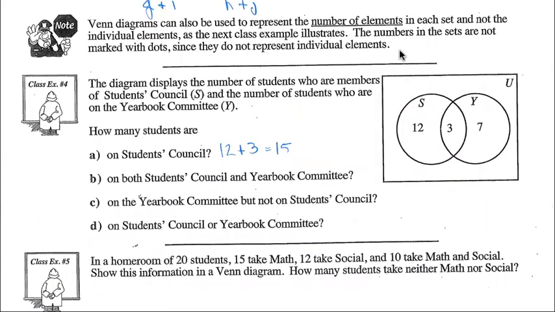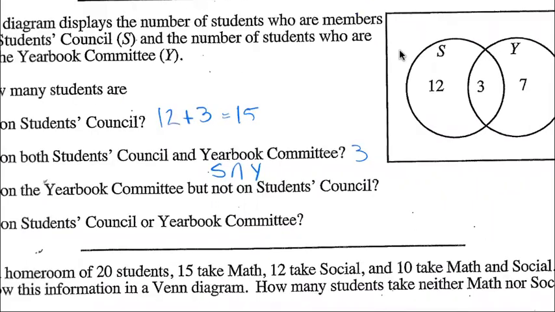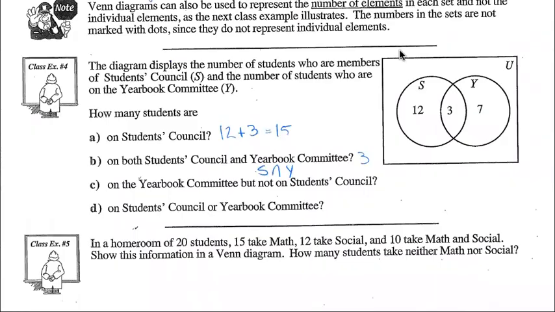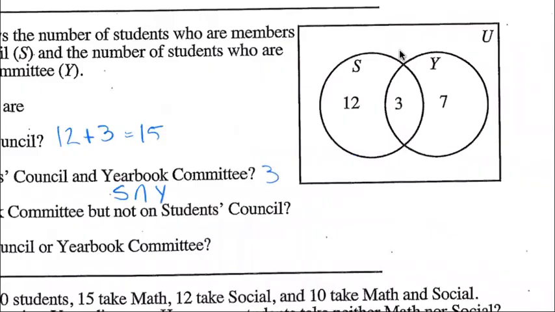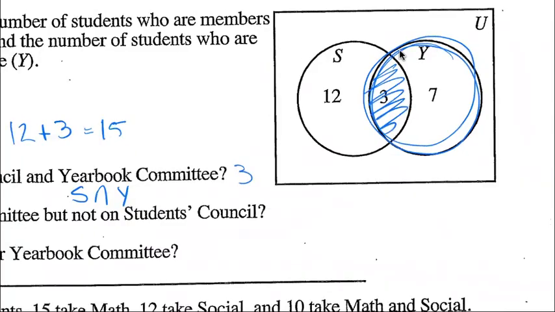Question B, on both Students' Council and Yearbook Committee. That's both, so that is this section here, that would be 3. And you can think about that, Students' Council and Yearbook Committee, that would be S intersection Y. Question C, the Yearbook Committee but not Students' Council. So the Yearbook Committee is all of this and not Students' Council. So that's going to be 7.